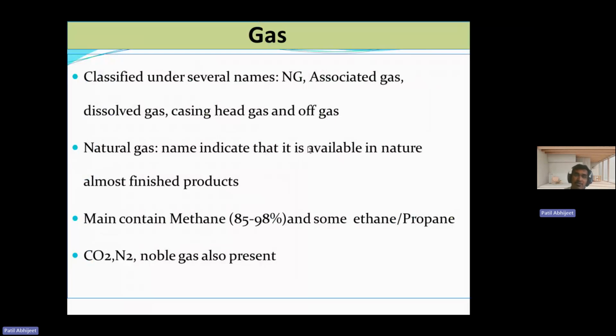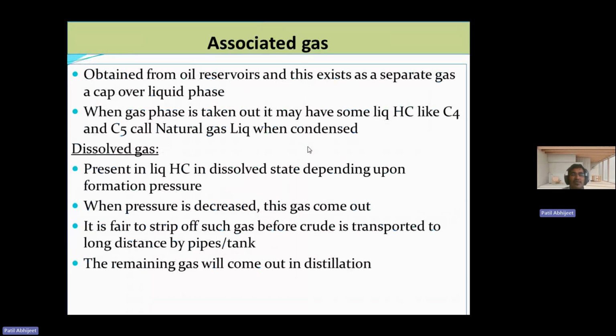Now when it comes to associated gas, it is the gas obtained from the oil reservoirs. Actually this gas is obtained in the oil reservoirs. We have seen in the first unit that there are some sedimentary rocks, and within these rocks we have some oil reservoirs.